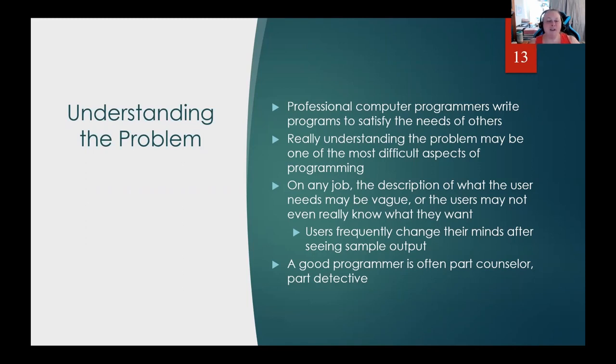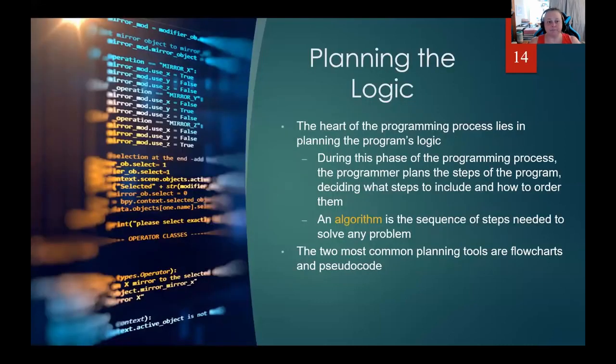So anytime you are in this understanding of the problem phase, the description from your user may be extremely vague, or again, they don't know what they want. Users also frequently change their minds. They might see a sample output and want it to do something else. A good computer programmer is often part counselor, part detective. You want to put some options out there for your user. You're trying to get them to narrow down their choices into a single decision. And sometimes, like it says, your user is not going to really know what they want.